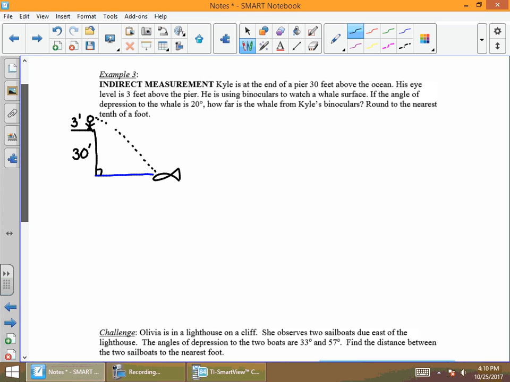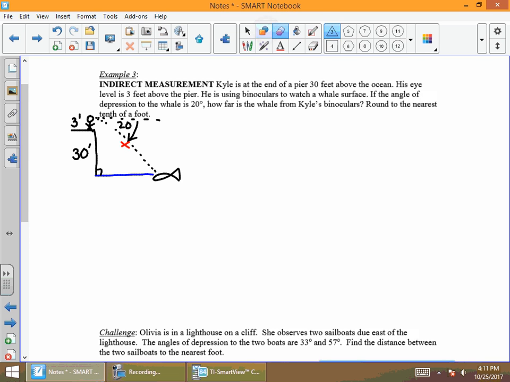So Kyle is looking straight down here. It says if the angle of depression, so angle of depression coming down, angle of depression is 20 degrees. How far is the whale from Kyle's binoculars? So the whale to his binoculars would be this distance right here. So I want to turn this into a right triangle. I kind of have this little really well-drawn picture.